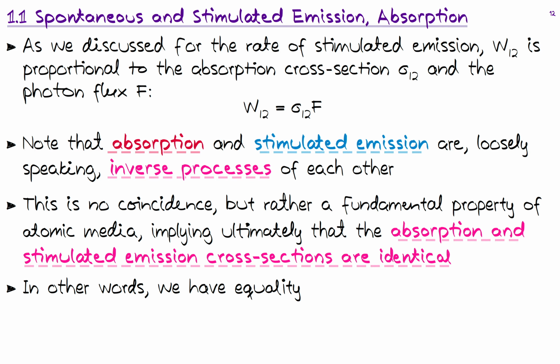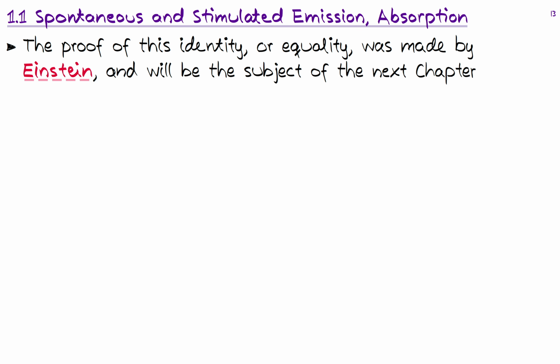So in other words, we have the equality that sigma 12, the cross-section for absorption, equals sigma 21, the cross-section for stimulated emission. So we can just denote them as a single sigma parameter. I won't go into the details this time of how this can be proven, but I'll point out that this equality was first demonstrated by Einstein and will be the subject of the next chapter.